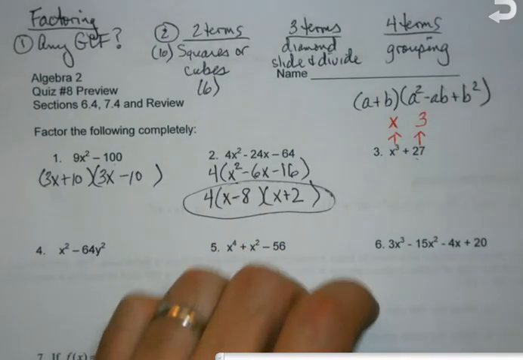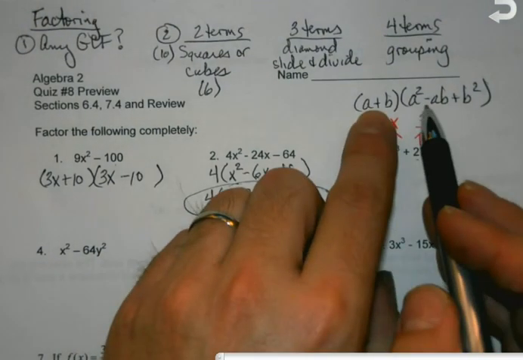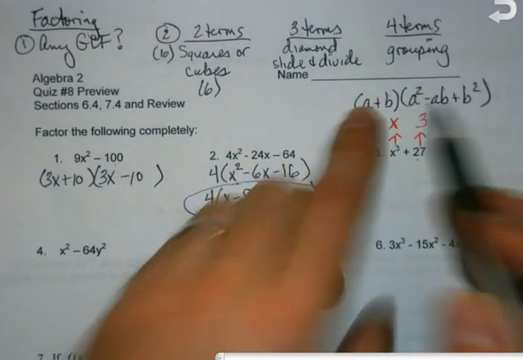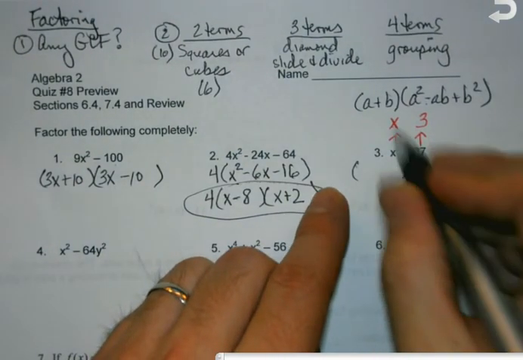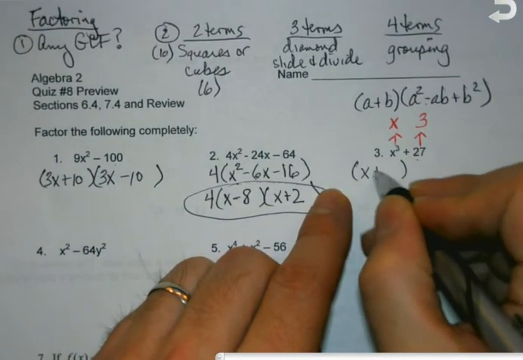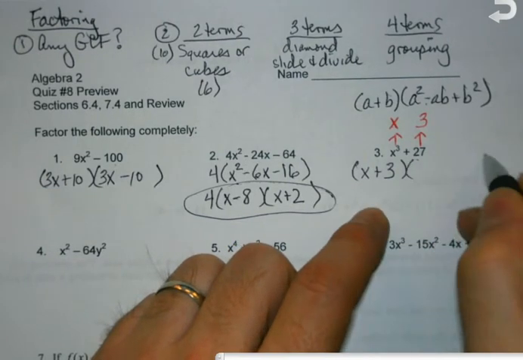The only difference is, if it were a difference, if it were minus instead of plus, these two things would switch. Otherwise, it's the same. So when I go to write this, I'm just going to add my 2 terms. So x plus 3.